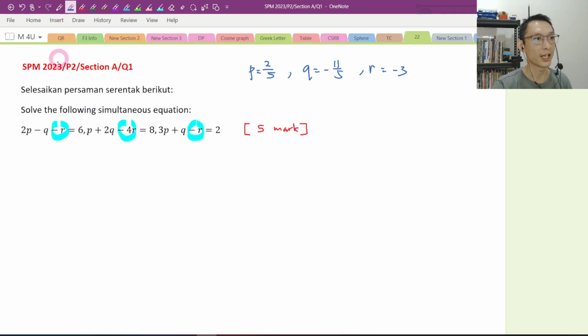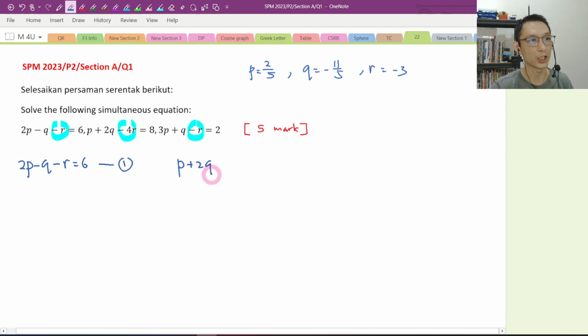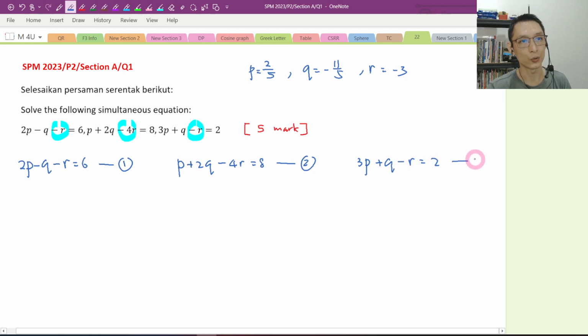So let me copy down the three equations for you first. 2p minus q minus r is equal to 6. Let this one be the first equation. And p plus 2q minus 4r is equal to 8. Second equation, and the third equation will be 3p plus q minus r is equal to 2. This is the third equation. Okay, so now I'm going to eliminate the variable of r.